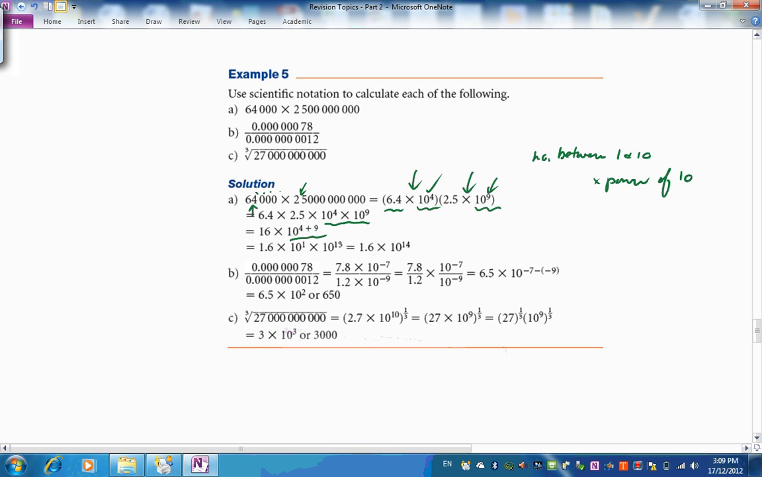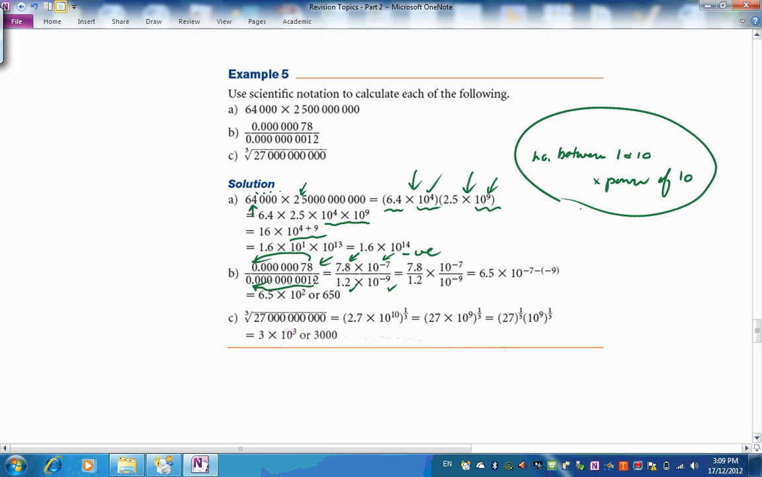Okay, let's look at the second one. Very small numbers, always a number between 1 and 10, this time times the power of 10. The power of 10 is going to be negative, because the decimal is actually way back there. 3, 6, 7 places back. And here if we call this 1.2, the decimal is way back 9 places. So it's 1.2 by 10 to the negative 9.